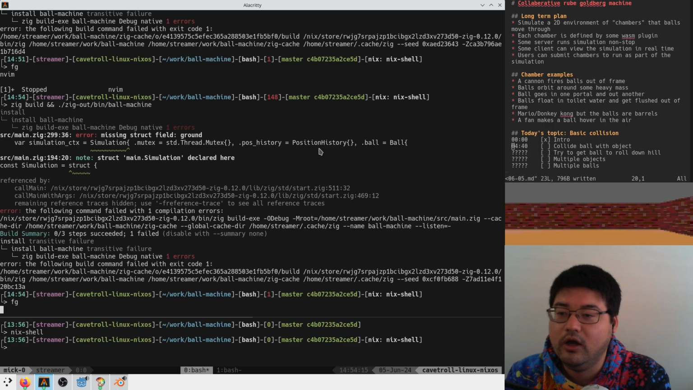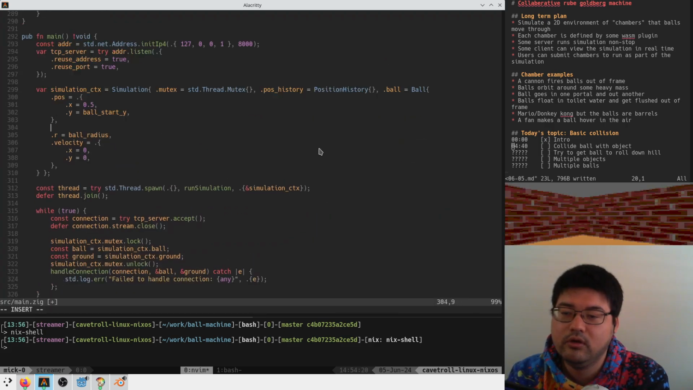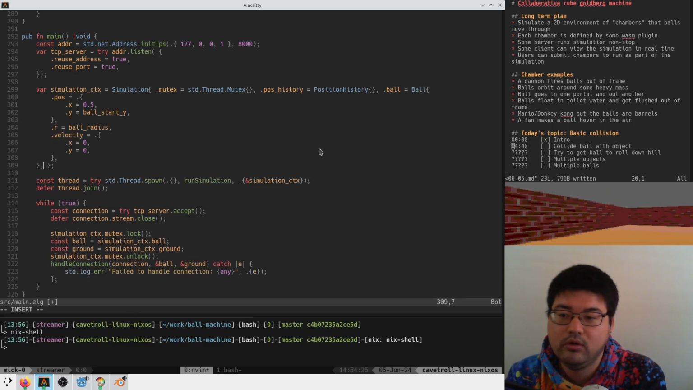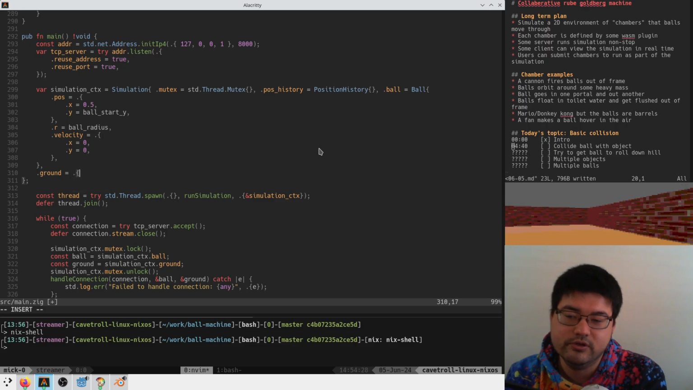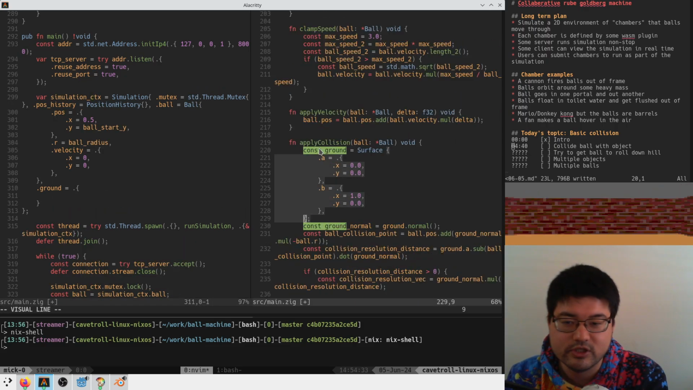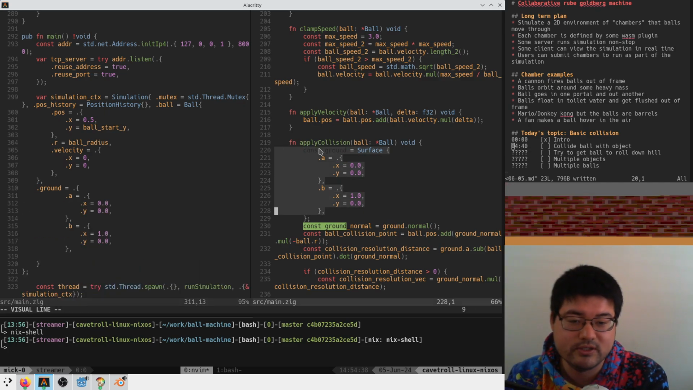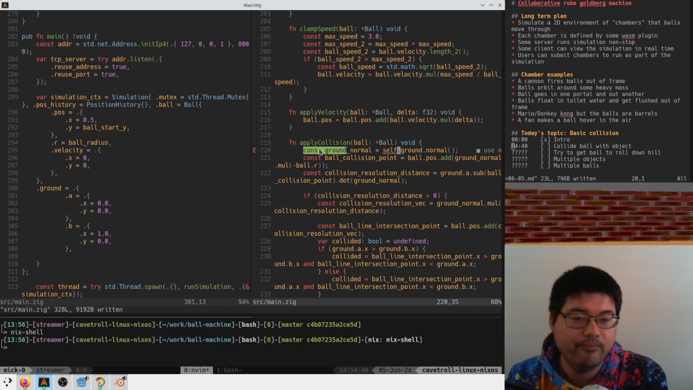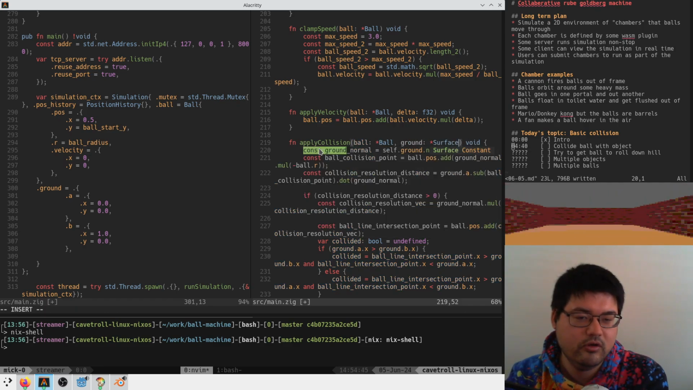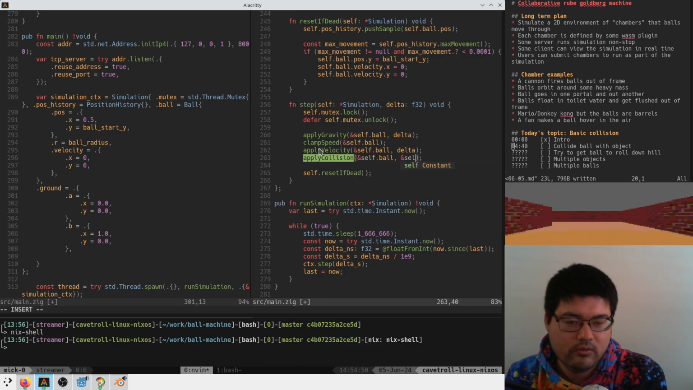Main 299. It's missing ground. Where does that go? Ground is equal to whatever we specified const ground earlier. Just kind of grab this, slap it over here, and then here we replace const ground with self ground. Boom. No? Apply ball and ground. There we go.